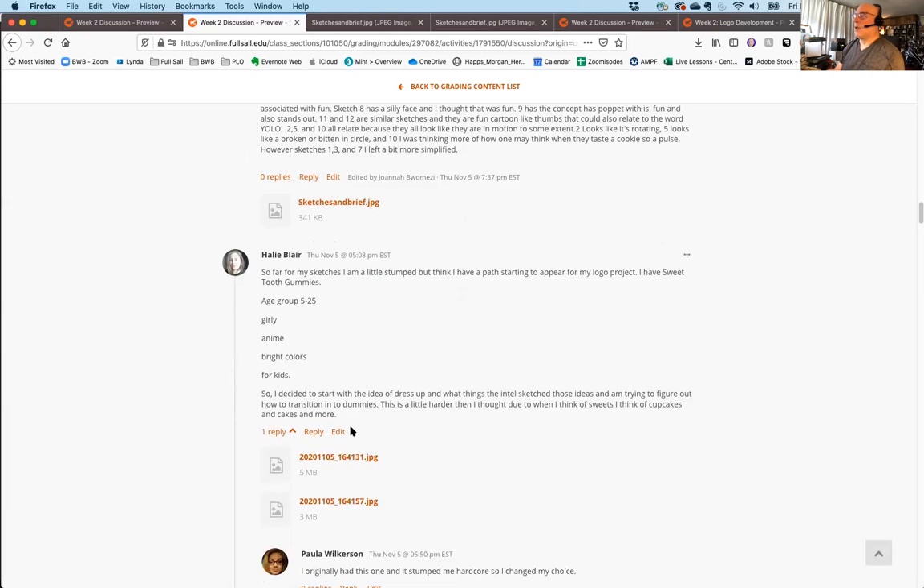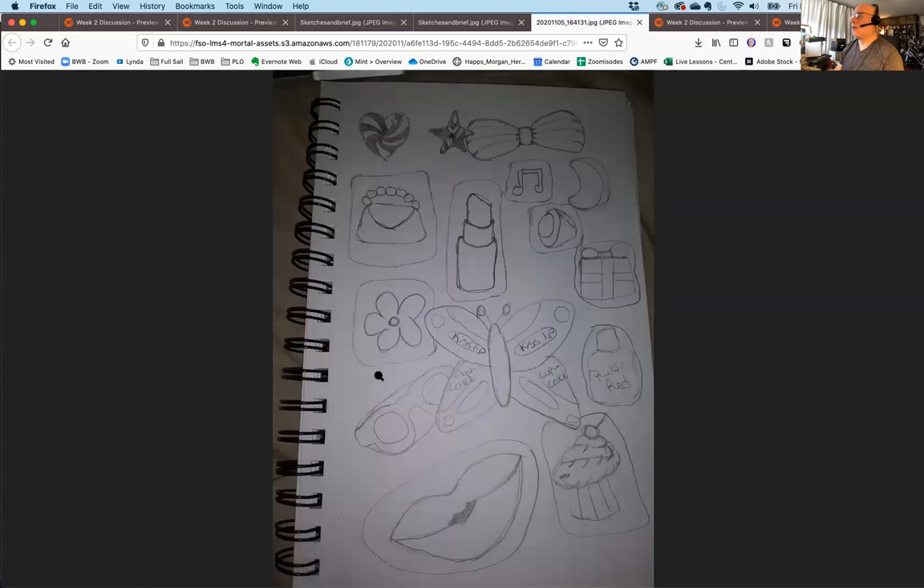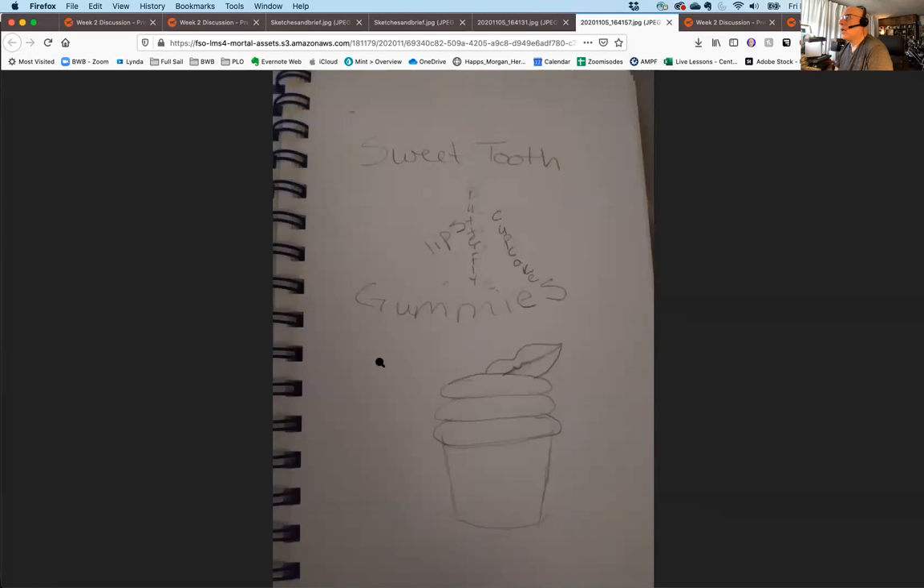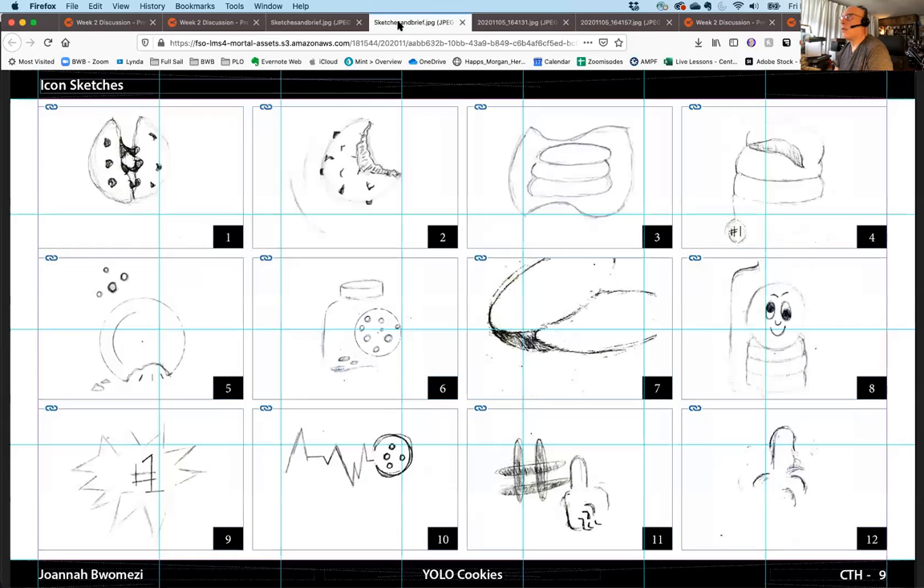All right, Haley, you're doing Sweet Tooth gummies, and we're looking at a real dark photo of your sketchbook. So we want to see your sketches in the template. This is a good visual exploration, but you haven't quite come to a logo yet. Let's see what the other page is. And a cupcake. So if you're selling gummies, you don't want to do a picture of a cupcake because that's confusing. But if you put them in the template, that might help organize your thinking a little bit.